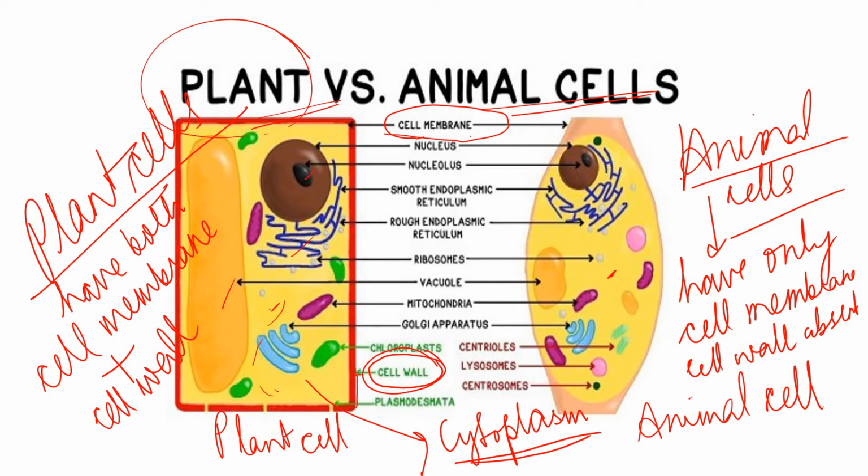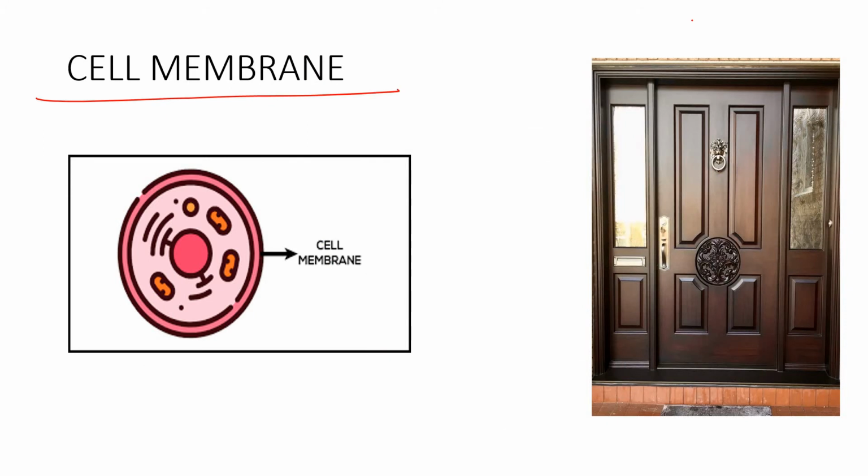Now let's go ahead with cell membrane, page number 27. So what is a cell membrane? A cell is surrounded by a thin covering called the cell membrane. So this is the cell and it has a thin covering, which is called the cell membrane, or the cell membrane is also sometimes called the plasma membrane.